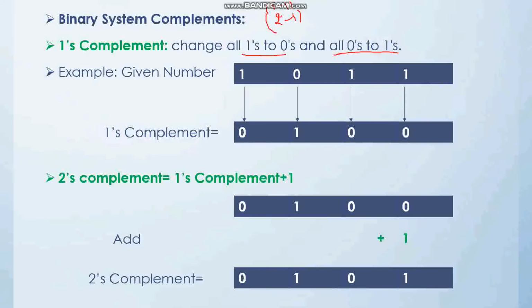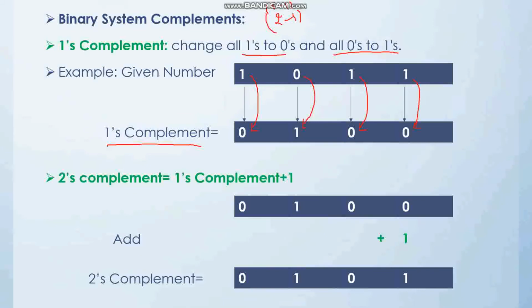The number is given here, 1 0 1 1, in the binary format. Now we want to calculate the 1's complement. So what will we do? We will convert 1 into 0, 0 into 1, then again 1 into 0. So we will get the 1's complement 0 1 0 0.